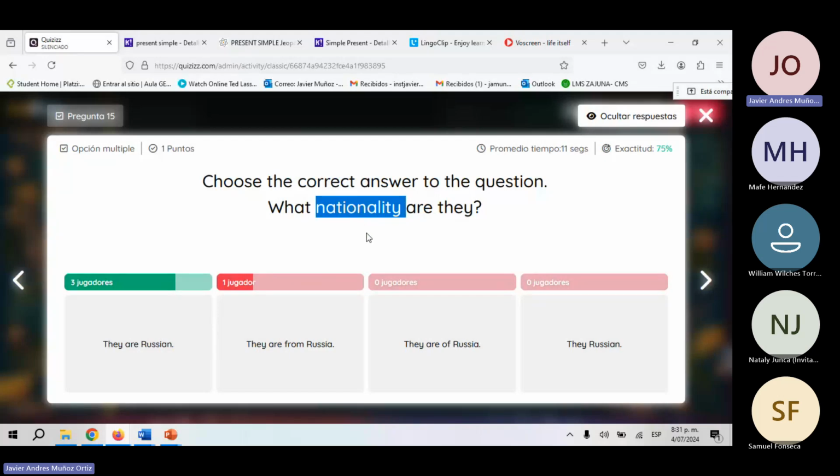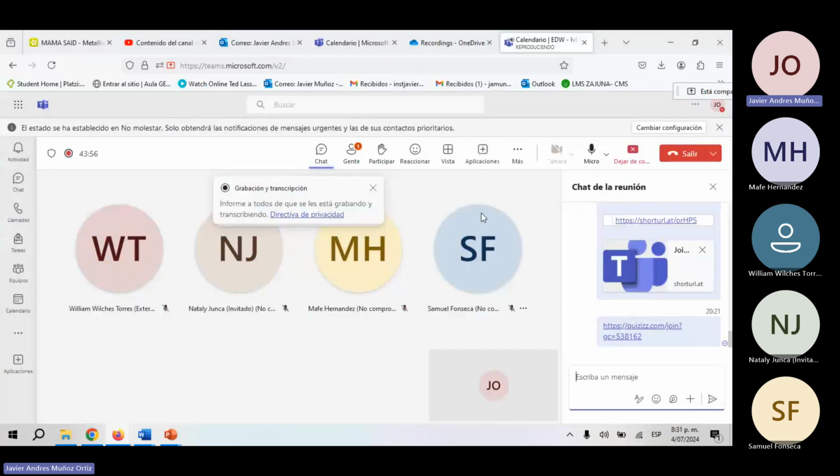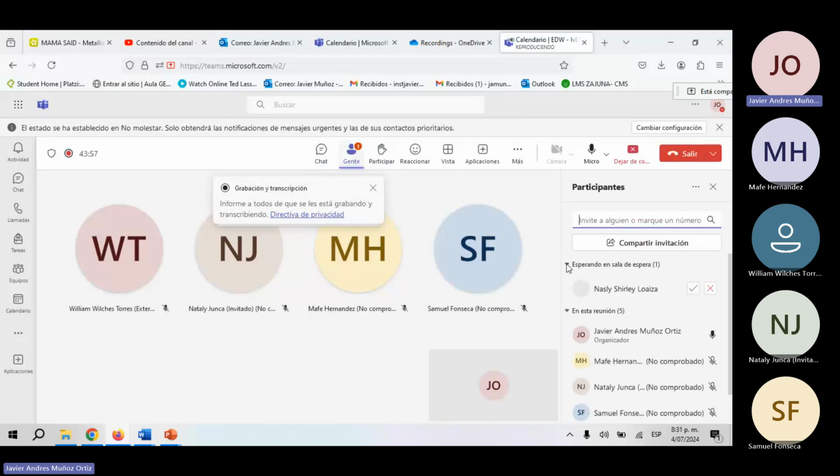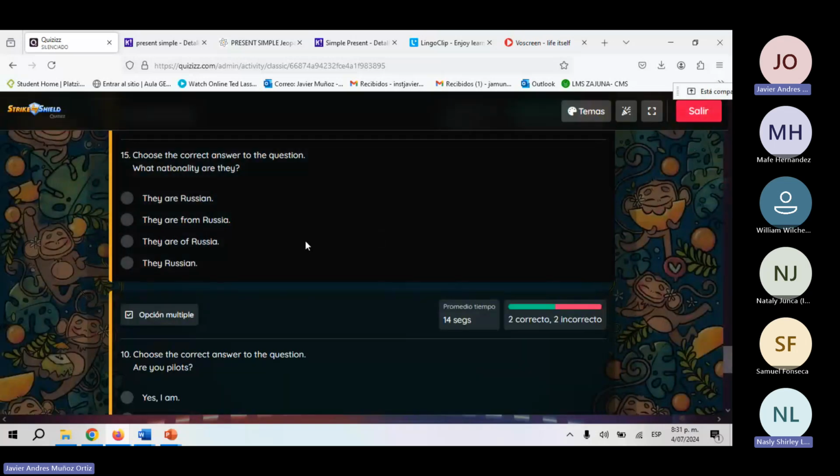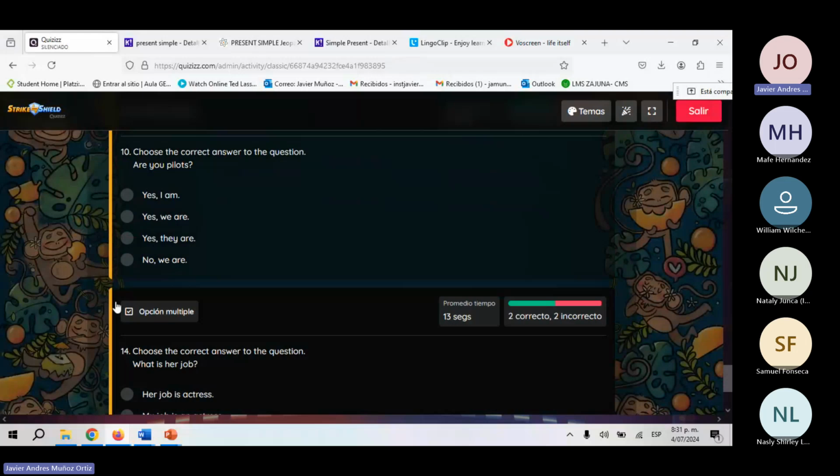Talking about nationalities, we say Colombian, Brazilian, Mexican, Argentinian, and so on. Because both options are correct. Both answers are absolutely correct. However, the question is clear, nationality. And talking about nationality, we say Russian, American, British, and so on. So, both are correct, but the question says nationality. That's why we cannot say they are from Brazil, they are from Russia, they are from Bogota, right?